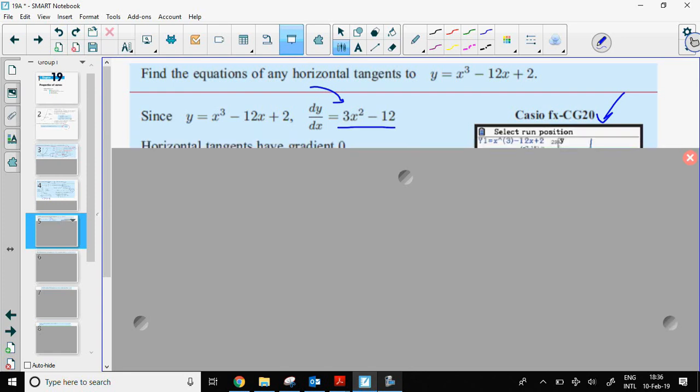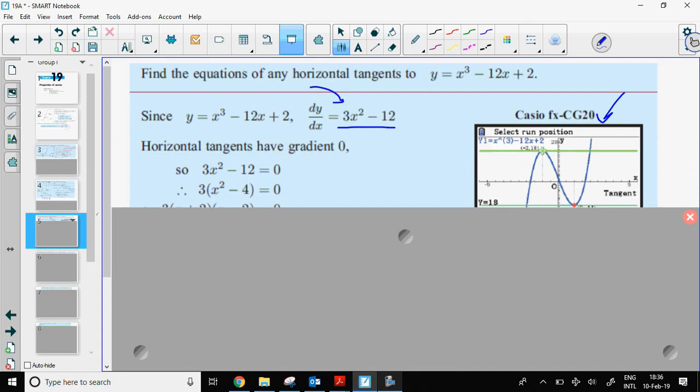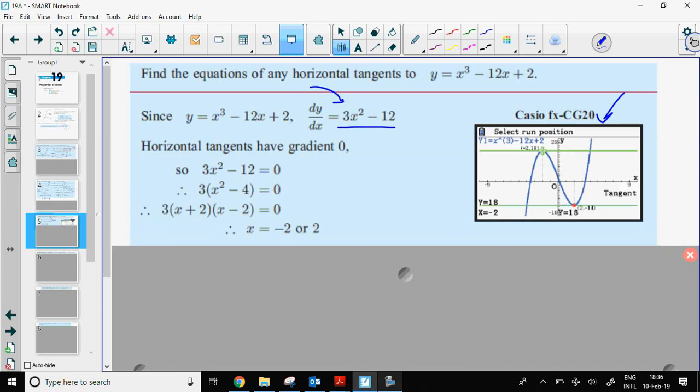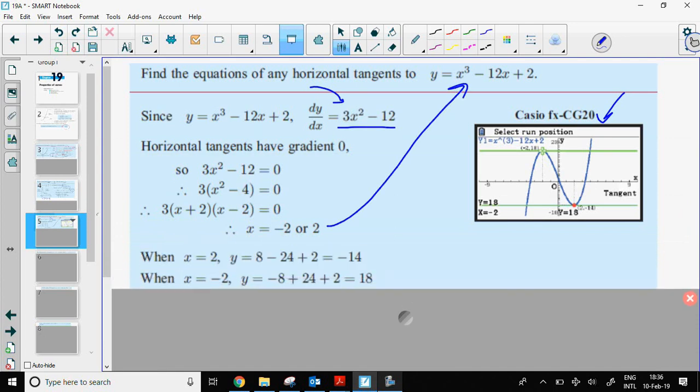That's a very easy quadratic. No problem. We're going to factor it out. From there, we can see we're going to have x is either plus 2 or minus 2. For each of those, we're just going to substitute those in to here to figure out the y value that gets matched up with them. When x is 2, we've got negative 14. At negative 2, we've got 18.